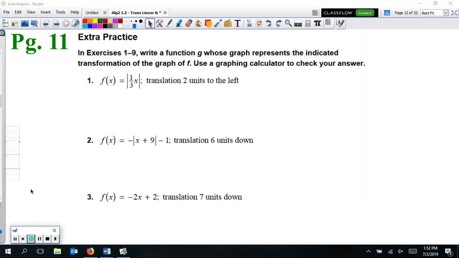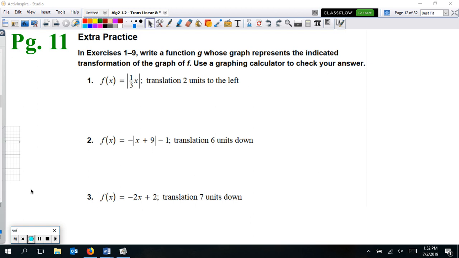Okay, let's take a look at page 11 in your notes. It says we're going to write a function g whose graph represents the indicated transformation of the graph of f. And it says you can use a graphing calculator to check your answer, which we're going to do for the absolute value ones, just some of them, not all of them. A few of them we'll check our answer on, and I'll have you actually graph those on your paper.